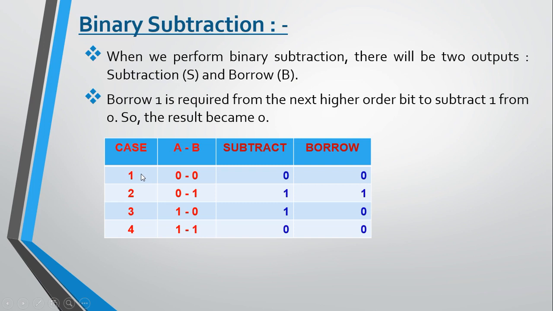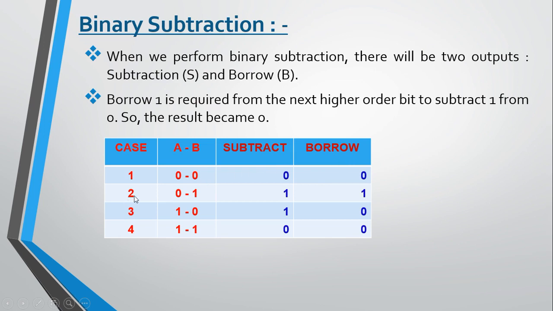Consider the first case, when the value of one variable is 0 and the value of the other variable is 0, and you are going to subtract. At that time, the output will be 0 as the subtraction and borrow.